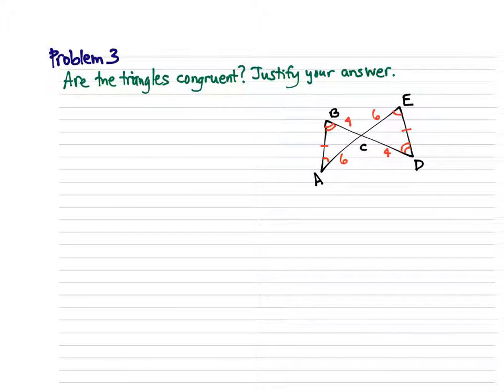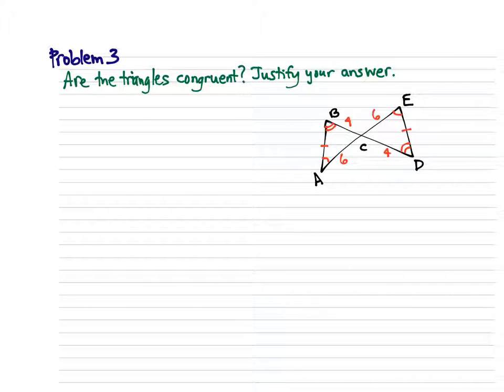Okay, now let's look at problem 3. Are the triangles congruent? Justify your answer. So we can now do this backwards, right? If we know that all three angles and all three sides are congruent, then the two triangles are congruent. So let's look at this here.